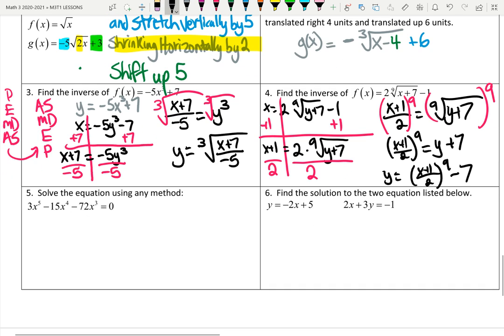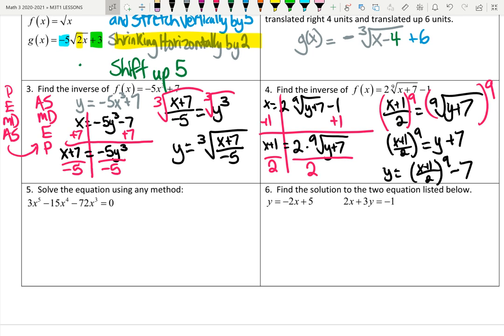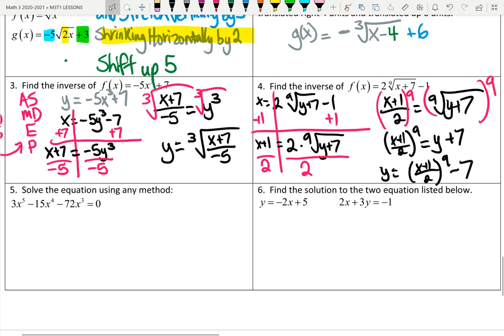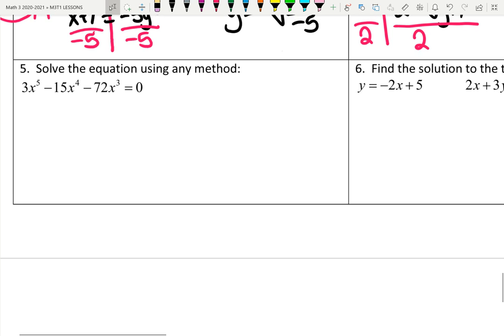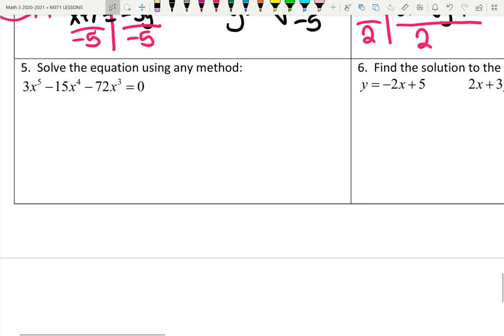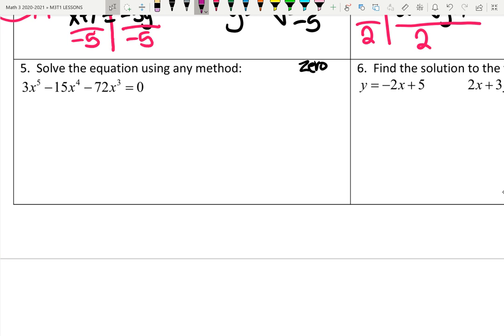For number 5, I need to solve this equation using any method. Okay, I see it's equal to 0. Remember the zero product property. It's equal to 0. Now I have to write it as a product, which means I'm going to have to factor. So I'm going to have to factor out a term.